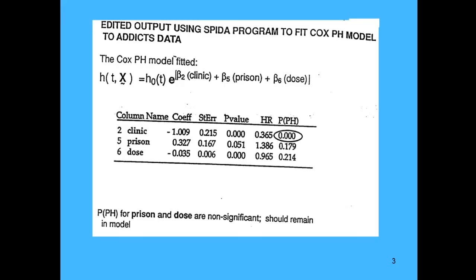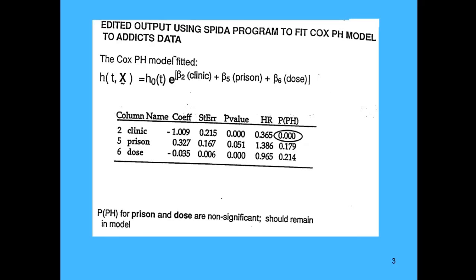So if the clinic variable doesn't satisfy the proportional hazard assumption, you've got a problem. If a variable doesn't satisfy the assumption, what's the first thing you think about doing? Stratify on it, right? I already talked about this when I talked about stratified Cox. If you stratify on the clinic variable, you're not putting it in the model. So how are you going to get a hazard ratio for the effect of clinic? You can't go e to the beta, where beta is the coefficient of the clinic variable, because it's not in the model. So you've got a problem that you can't really solve by leaving clinic out of a stratified Cox model that has prison and dose in there.